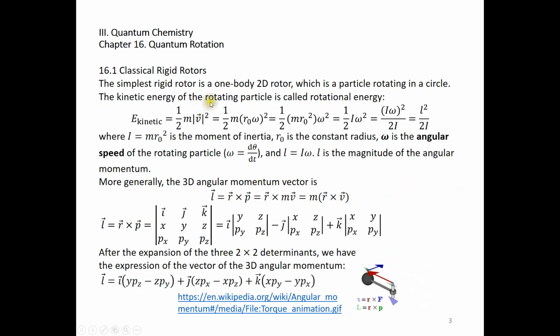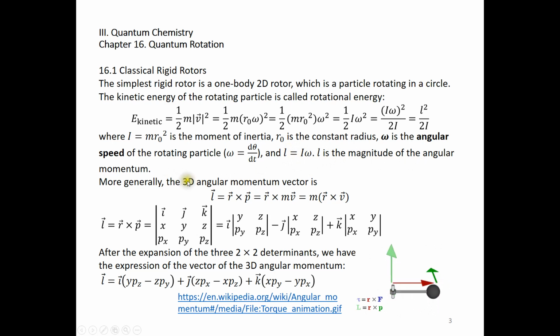The simplest rigid rotor is a one-body, two-dimensional rotor, which is a particle rotating in a circle. The kinetic energy can be written as L squared over 2I. L is the magnitude of the angular momentum, and I is the moment of inertia. R0 here is a constant radius. Omega is the angular speed. Omega is d theta over dt, and L is I times omega. L is the magnitude of the angular momentum.